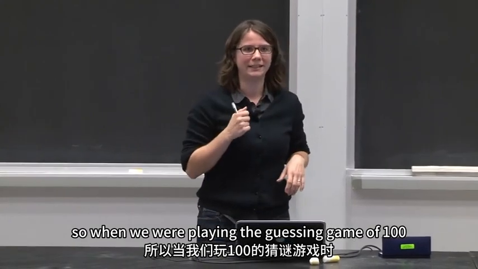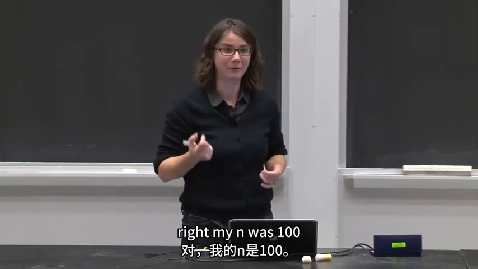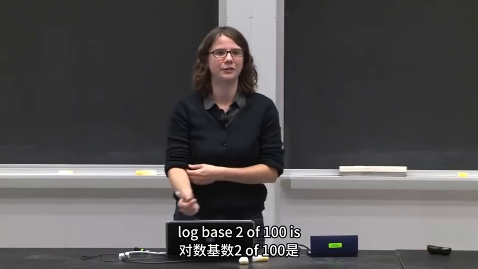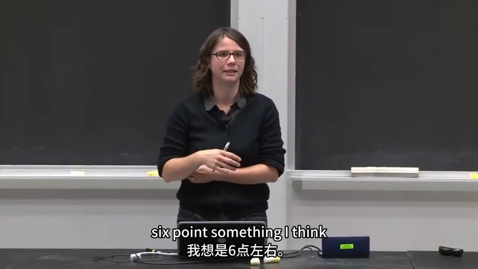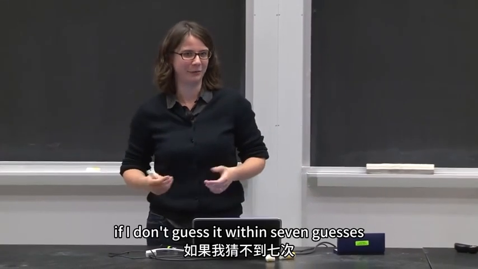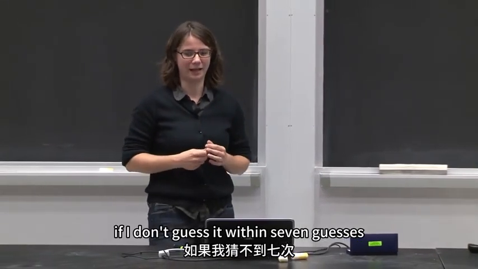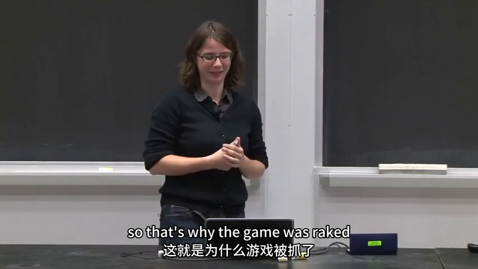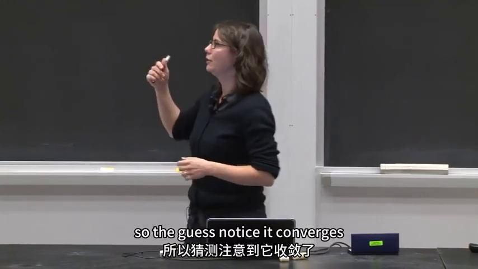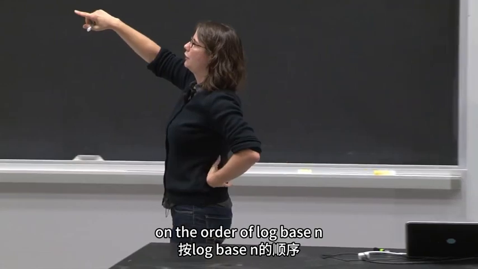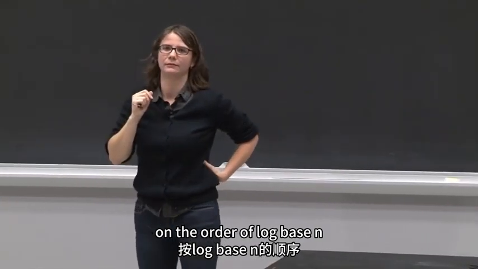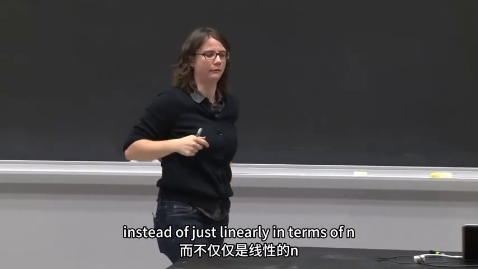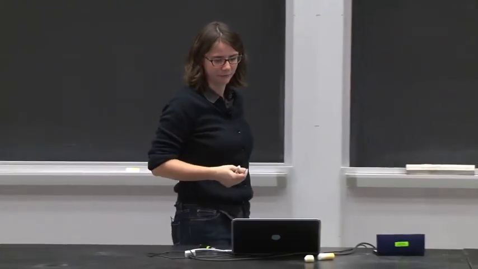So when we were playing the guessing game of 100, my n was 100. Log base 2 of 100 is 6 point something, I think. So in fact, I could have said, if I don't guess it within 7 guesses, you would have won as well. So that's why the game was rigged, right? So notice it converges on the order of log n, instead of just linearly in terms of n. So that's why it's so powerful.